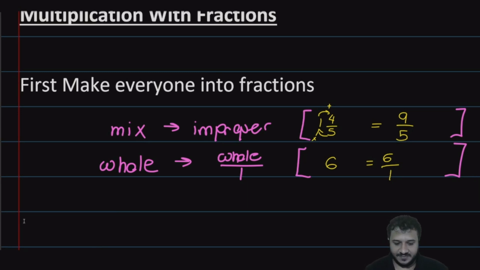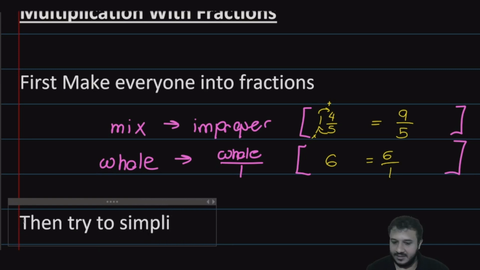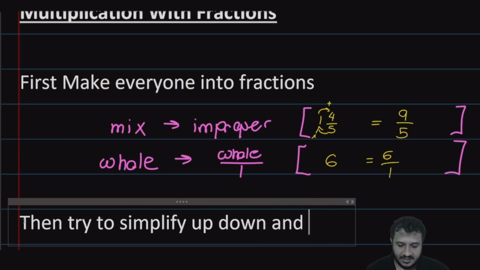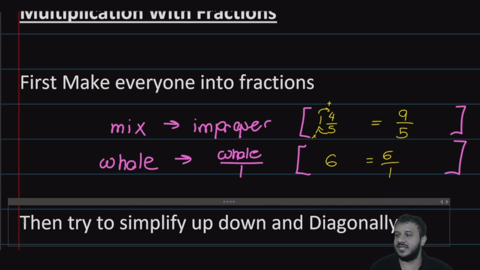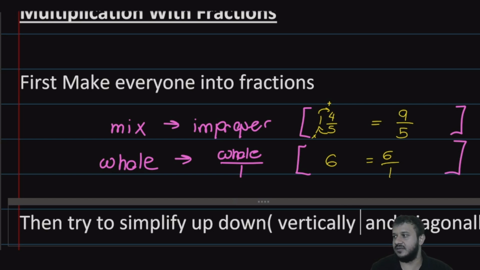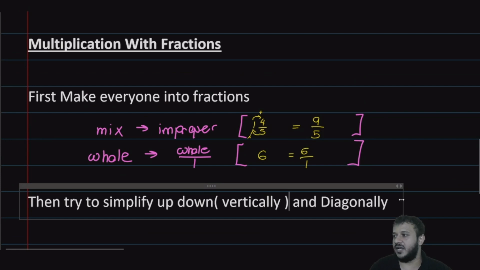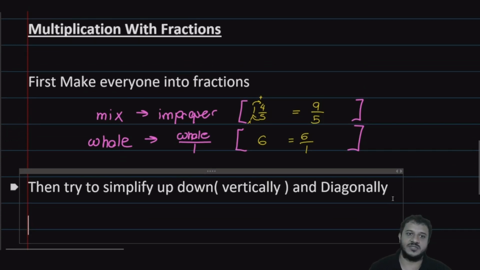Then the next step is to try to simplify up and down and diagonally. Up and down means vertically, and diagonally. So you will try to simplify the numbers up and down as well as diagonally as much as you can.